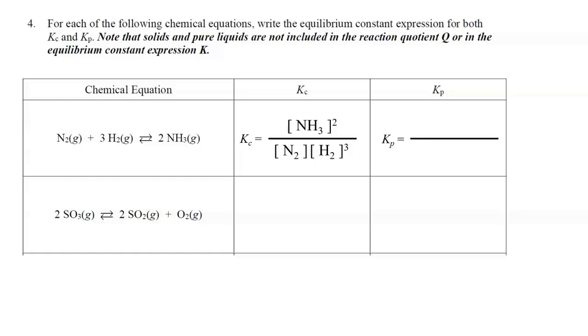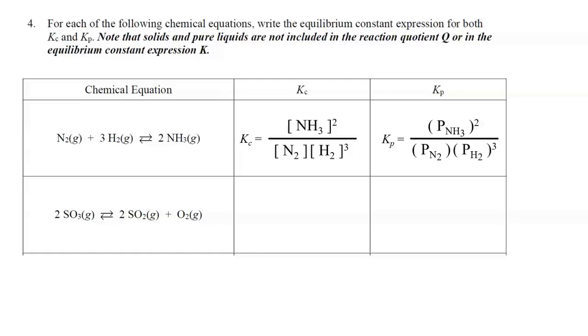Now, as we switch from Kc to Kp, we replace the hard brackets symbol with capital P indicating partial pressure, and then the subscript would be the chemical formula of that substance. It'll still be products over reactants, and the pressure of each substance is raised to the power of its coefficient. So we have the partial pressure of ammonia squared divided by the product of the partial pressure of nitrogen times the partial pressure of hydrogen cubed.